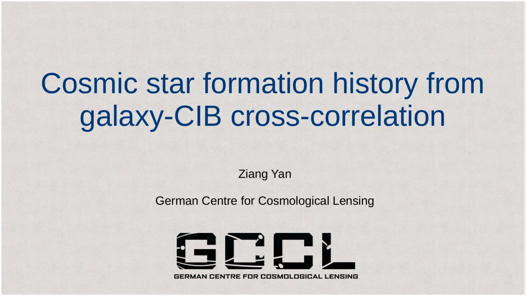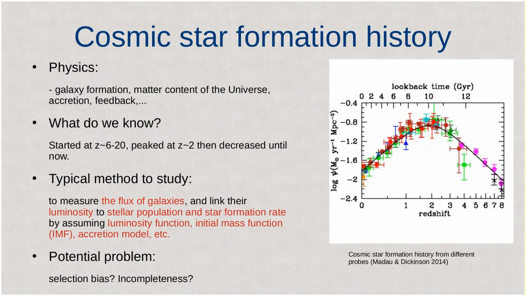Today, I'm going to talk about cosmic star forming history from Galaxy-CIB cross correlation. Star formation is a very important topic in cosmology and astrophysics. It has a lot of physics beneath it. For example, galaxy formation, matter content of the universe, accretion, and feedback processes.